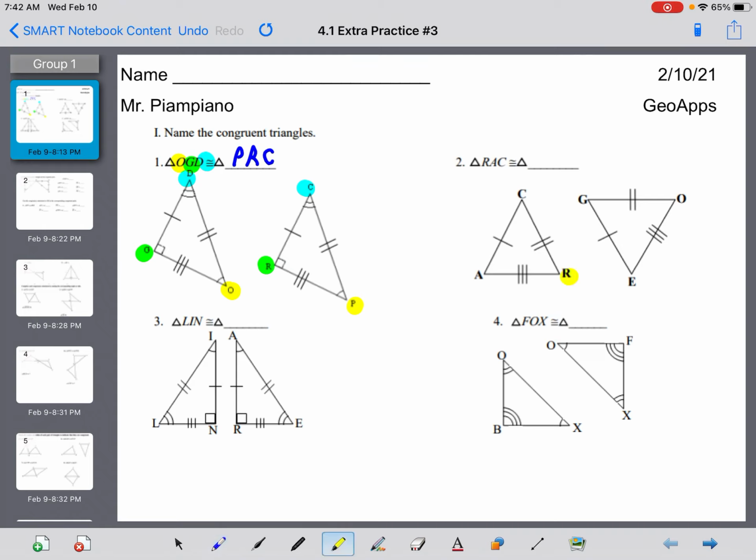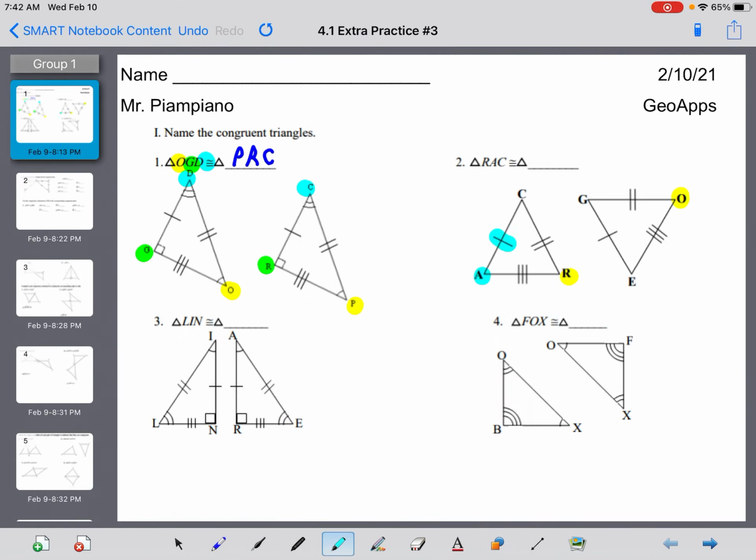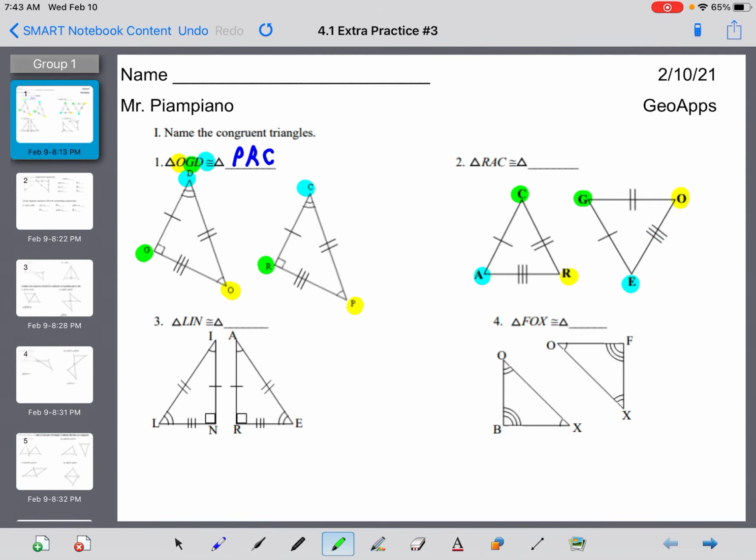Number 2, you have triangle RAC. Well, R is in between the 2 and the 3 prong side with the tick marks, so that would correlate with O. A is in between 1 and 3, so in between 1 and 3 would be E, which would leave C and G to match up. So if you're following the order, R correlated with O, A correlated with E, C correlated with G.